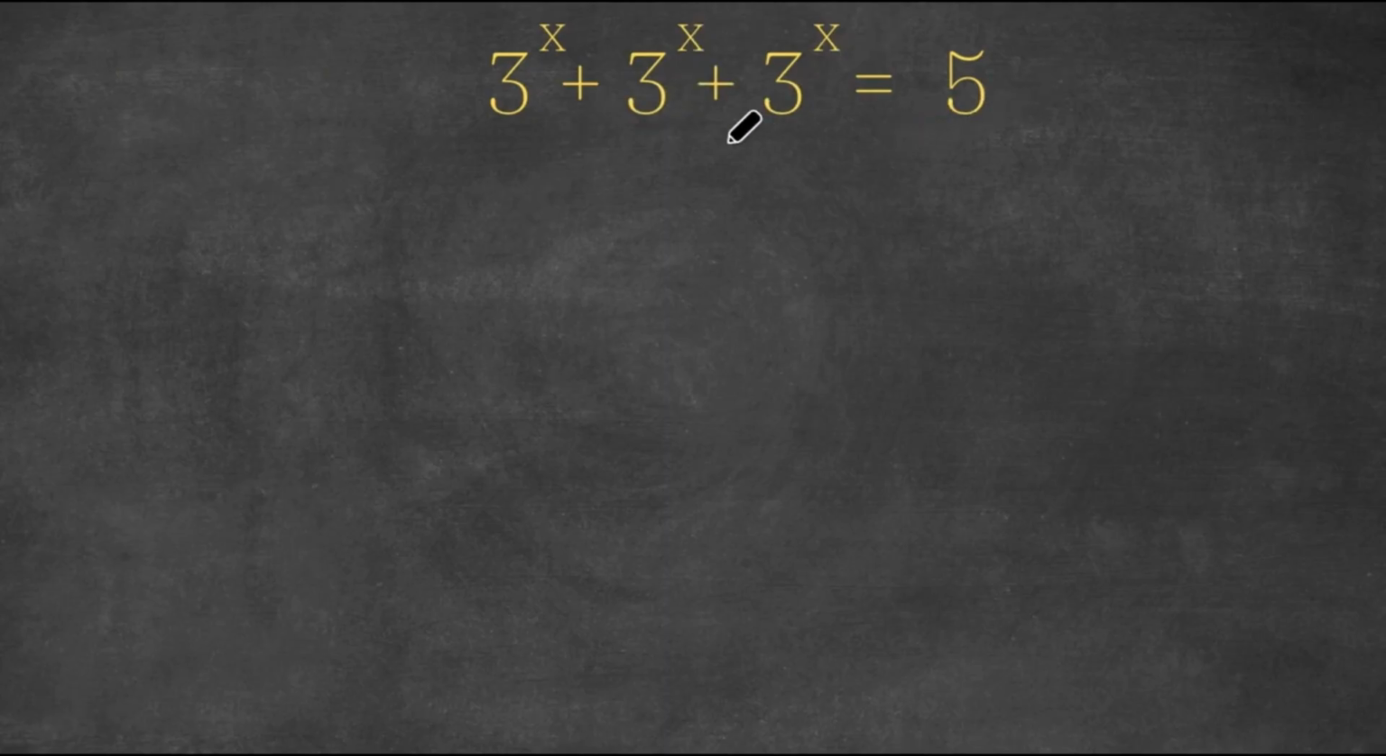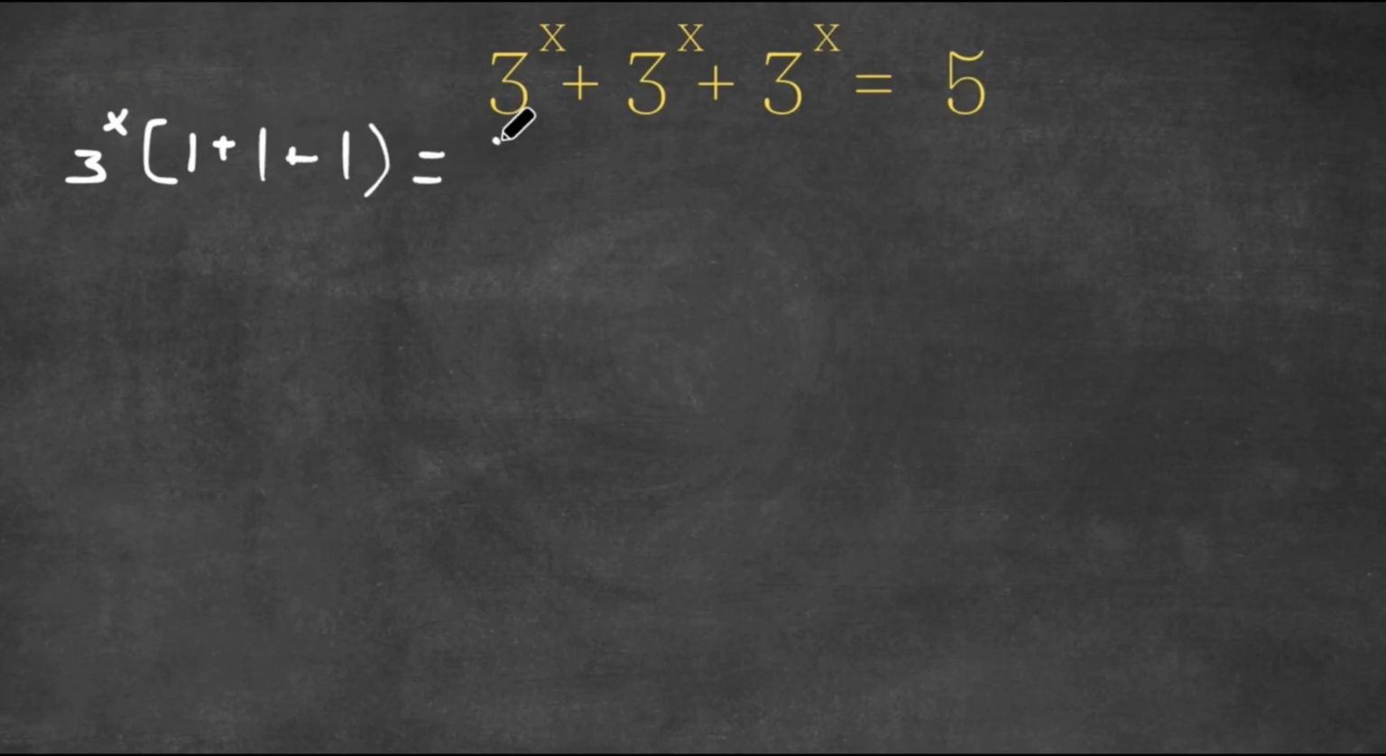Now what I'm first going to do is factor out 3 to the power of x from our left-hand side. So now we have 3 to the power of x times 1 plus 1 plus 1. Now this is equal to 5. Now 1 plus 1 plus 1 is 3. So now we have 3 times 3 to the power of x is equal to 5.